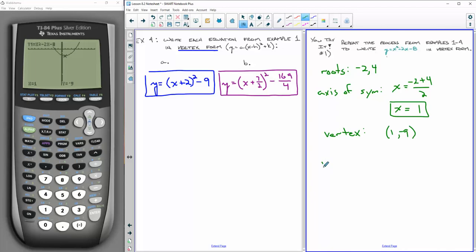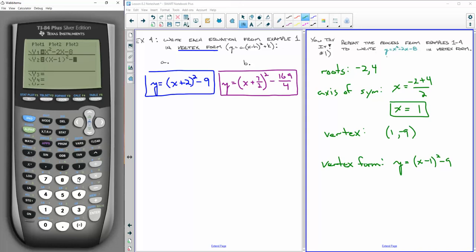So then vertex form, it's going to be y equals x minus 1 squared minus 9. Let's check this answer here. We didn't check the last one. We really should have. X minus 1 squared minus 9. Graph it. I don't see anything. That's good because they are the same. There we go. Did it. We got vertex form.